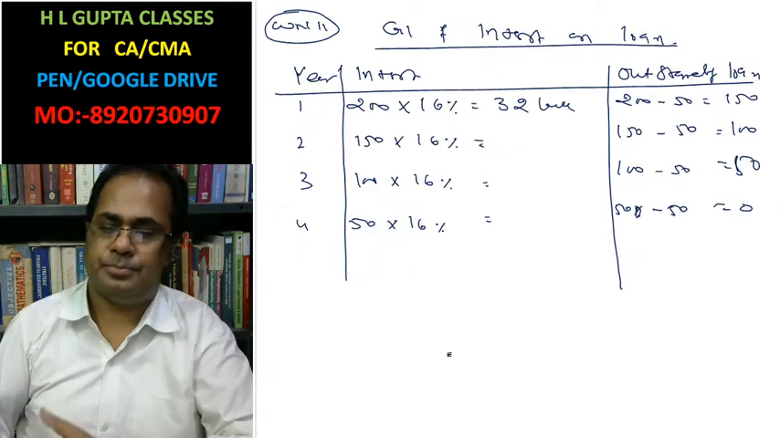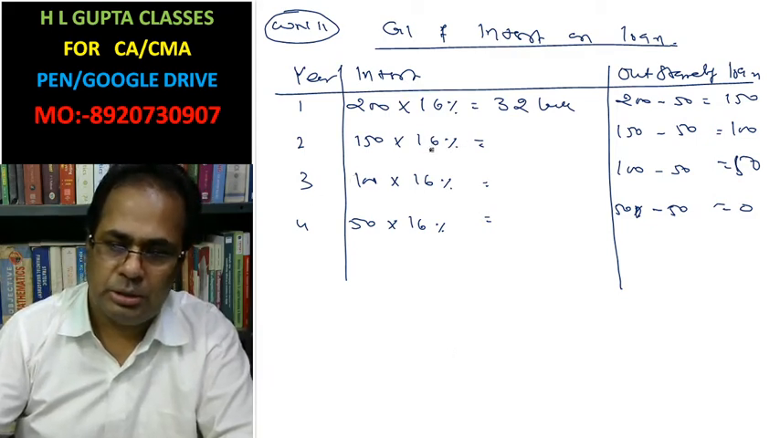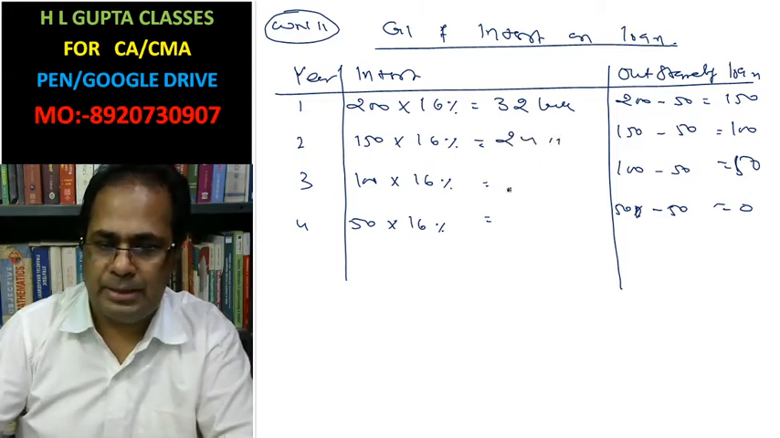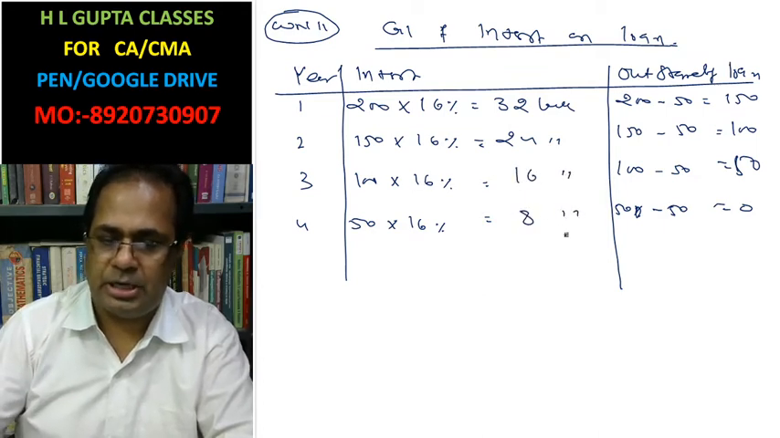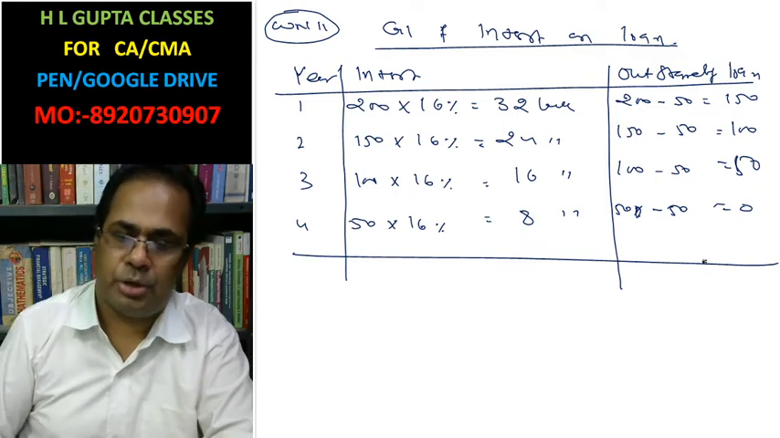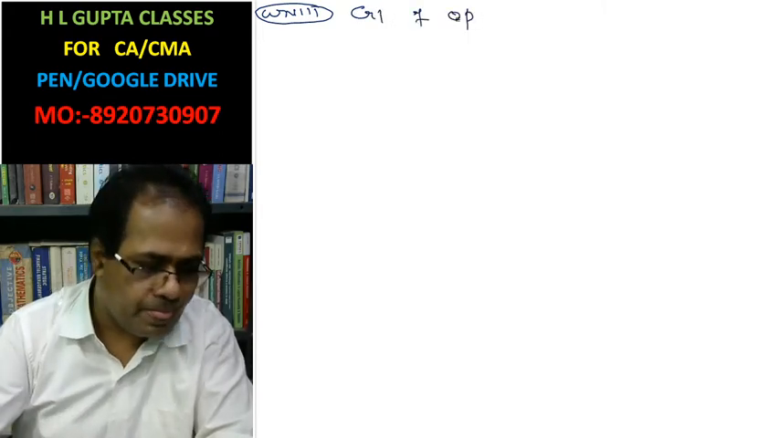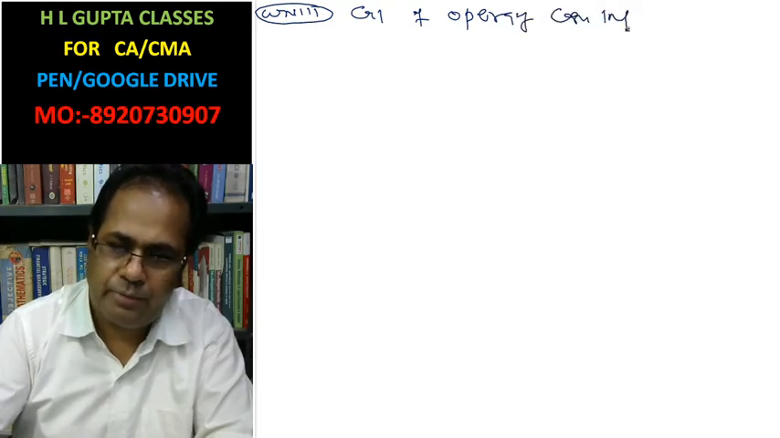Okay, now this is 32 lakh, this is 24 lakh, this is 16 lakh, this is 8 lakh. This is the interest of loan payment. Okay, now working note second, working note third, calculation of operating cash inflow.